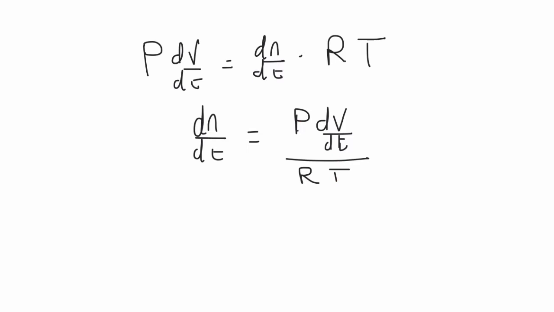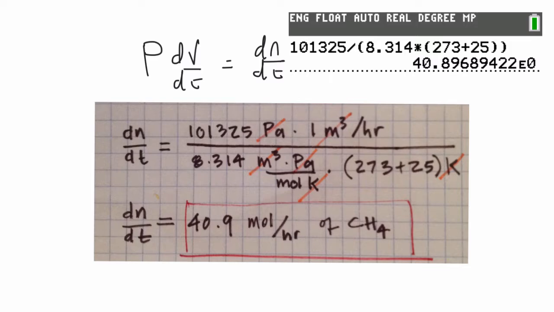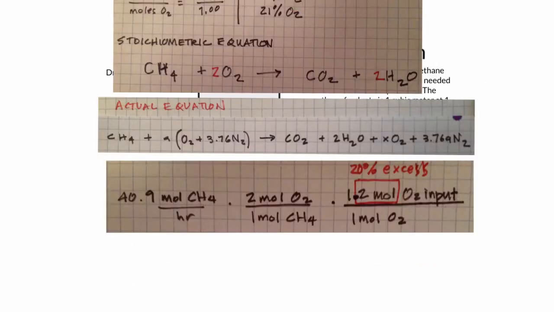Let's go ahead and plug those in. So plugging in these numbers for the pressure, the volumetric flow rate, the gas constant, and temperature, and then taking care of the units, what I ended up getting is 40.9 moles per hour of CH4. So you see here that we had 40.9 moles of CH4 per hour flowing in. We know from the stoichiometric equation that each 1 mole of CH4 requires 2 of oxygen.